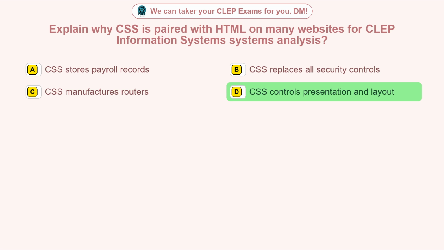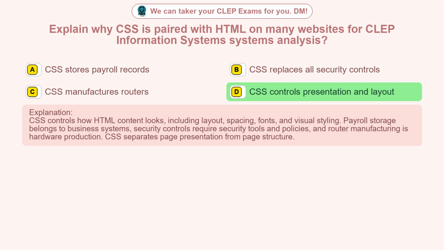CSS controls presentation and layout. CSS controls how HTML content looks, including layout, spacing, fonts, and visual styling. Payroll storage belongs to business systems, security controls require security tools and policies, and router manufacturing is hardware production. CSS separates page presentation from page structure.